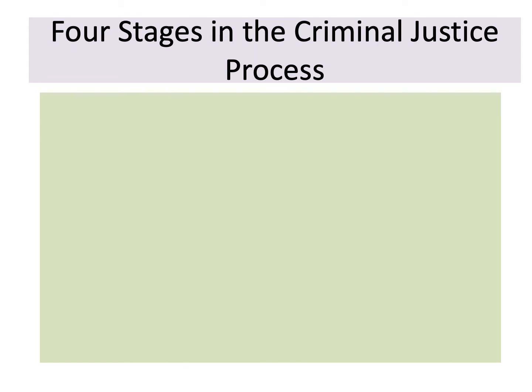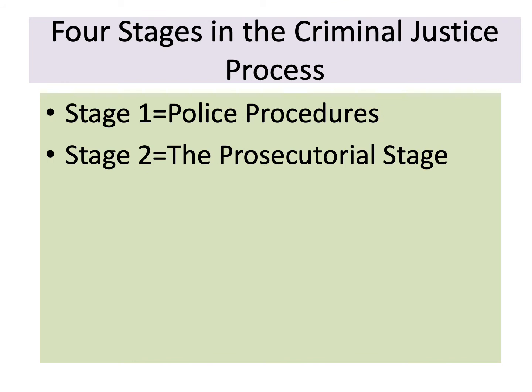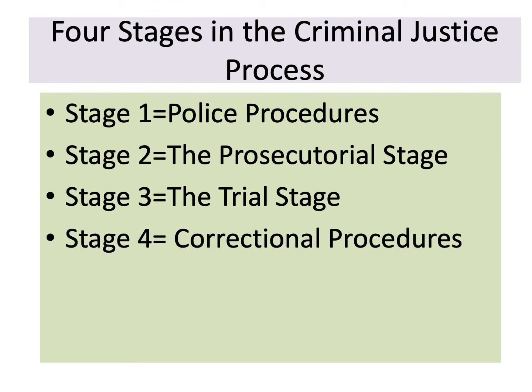So the criminal justice process, the formal process, can be broken into four stages. As you're taking notes, you want to write down stage 1, which is the police procedures; stage 2, the prosecutorial stage; stage 3, the trial stage; and stage 4, correctional procedures. Let's take a look at each of the steps in each of these stages next.